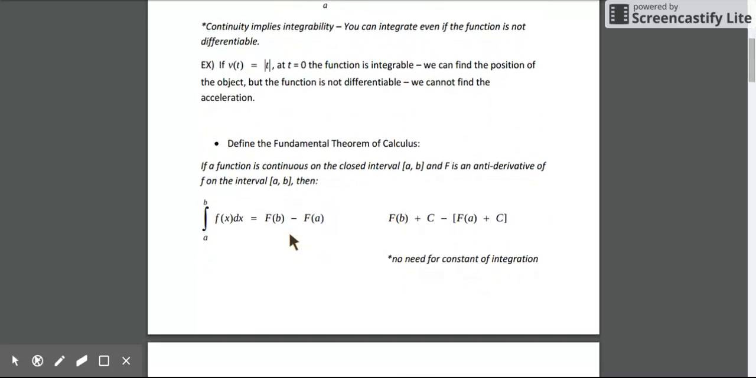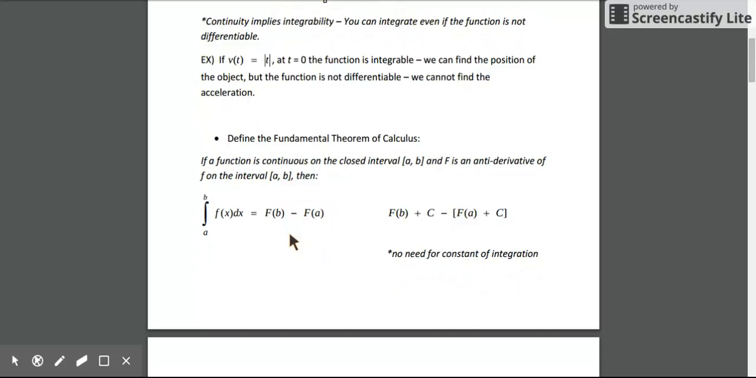All right, that leads us into the fundamental theorem of calculus. And here's what that describes. If we know the function is continuous on a closed interval, and we can find the antiderivative on that same closed interval, then this is what the definite integral becomes. We're going to evaluate the antiderivative at the upper limit, and we're going to evaluate the antiderivative at the lower limit, and we're going to subtract those two values in that order.